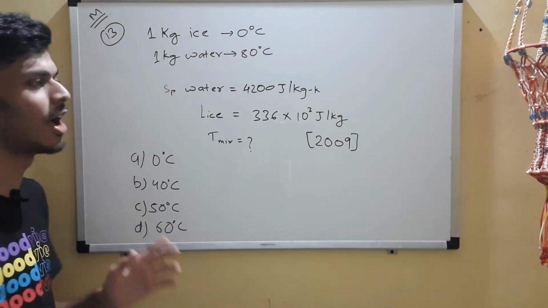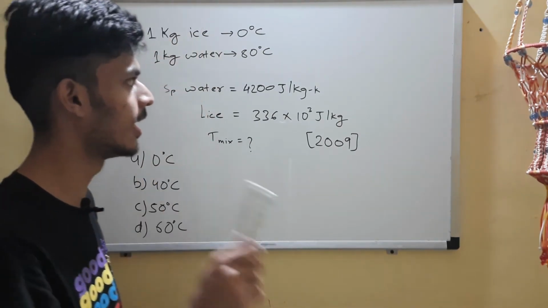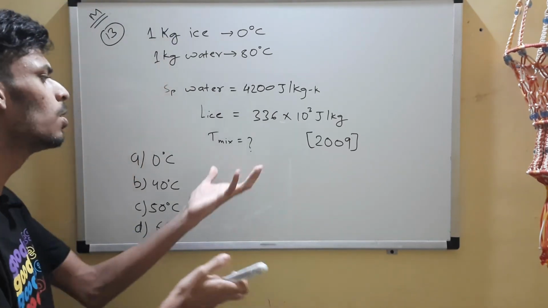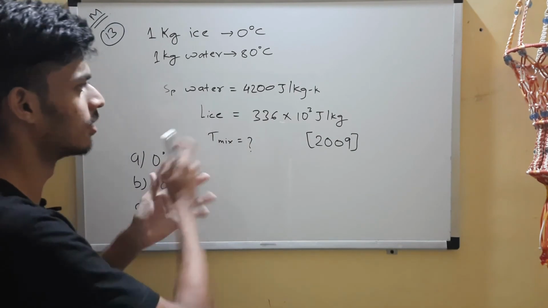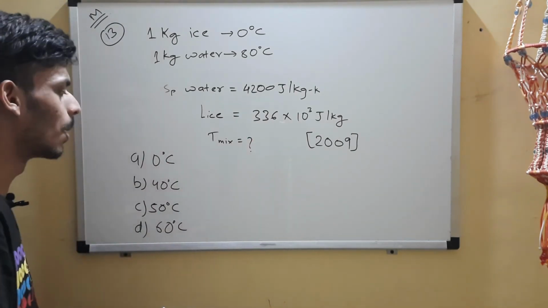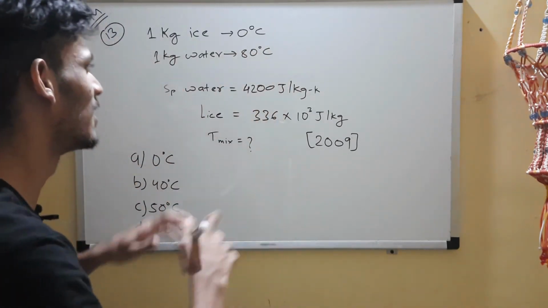In this question, you have 1 kg ice at 0 degrees Celsius and 1 kg water at 80 degrees Celsius. You just mix the two. What is the temperature of the mixture? Here are some of the details that you'll need. It seems quite a straightforward question, right? So let's just do it.